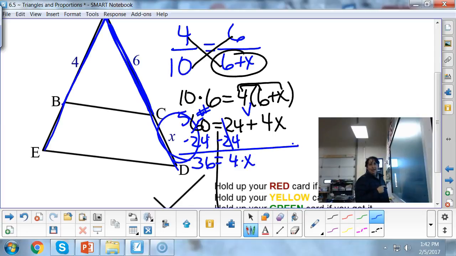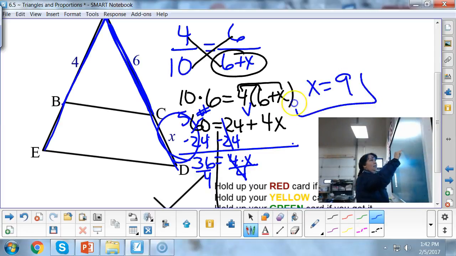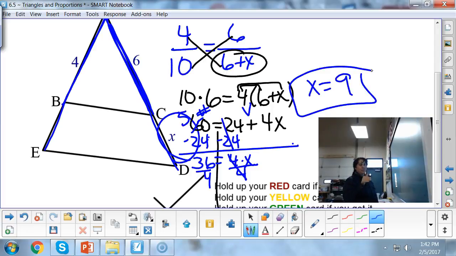And to isolate the x or get the x by itself, I'm going to do the inverse or the opposite. I'm going to divide by 4. And 36 divided by 4 is 9. So x equals 9. A little bit trickier because we had to distribute, but same steps.